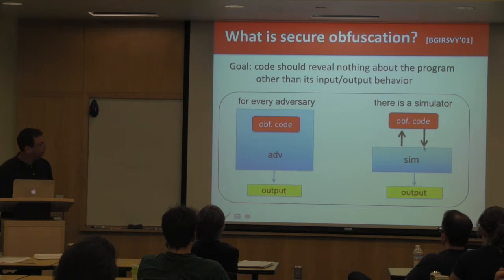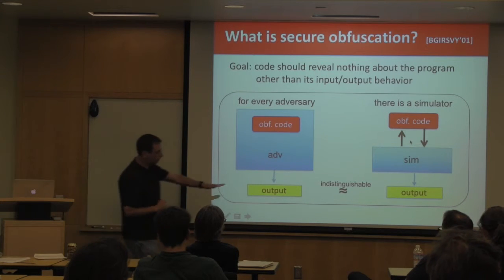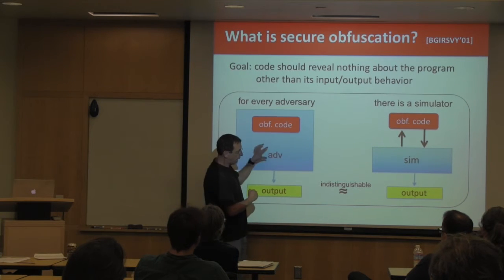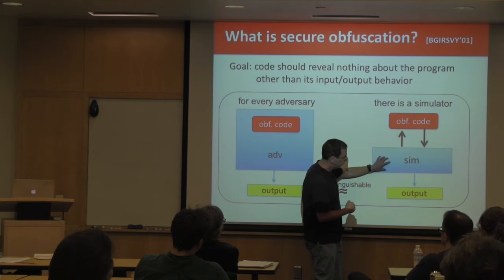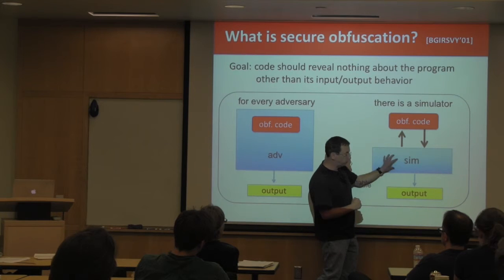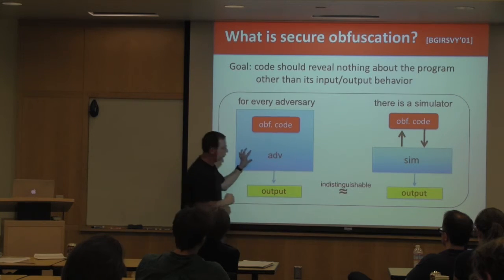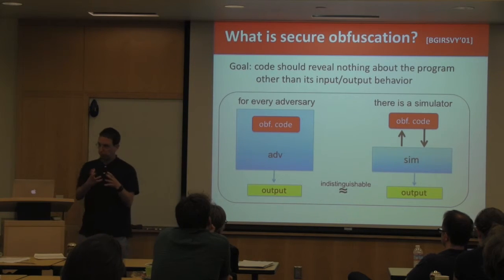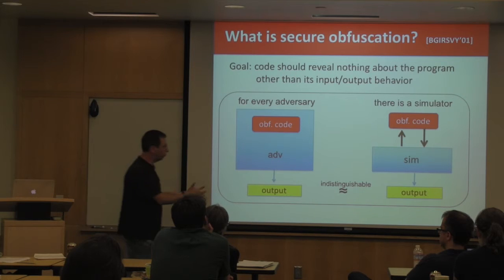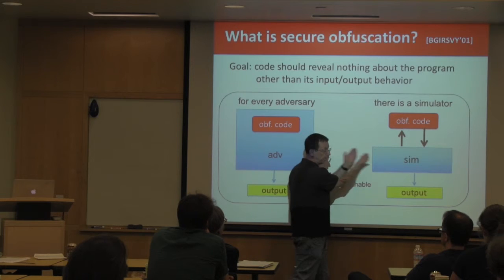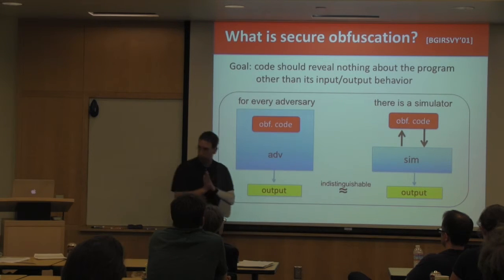So it's only observing the input-output behavior of the program, and yet it's able to produce exactly the same output as the adversary who's actually given the code. So for every adversary, there exists a simulator that does exactly what this adversary did, but only using input-output behavior. Because the simulator exists, this means that the adversary didn't learn anything about the code beyond its input-output behavior. That's what the simulator proves. If you can do everything you can do with the code, you can do without the code. That means you didn't learn from the code anything beyond what you could have learned just from its input-output behavior.